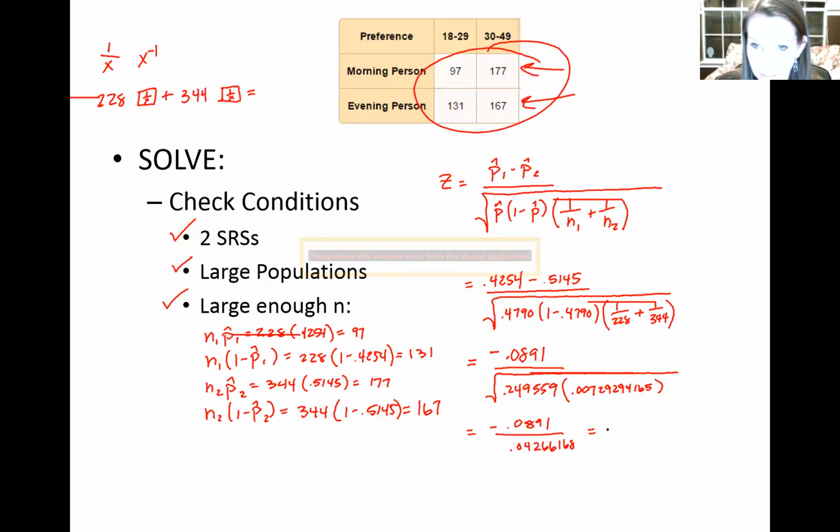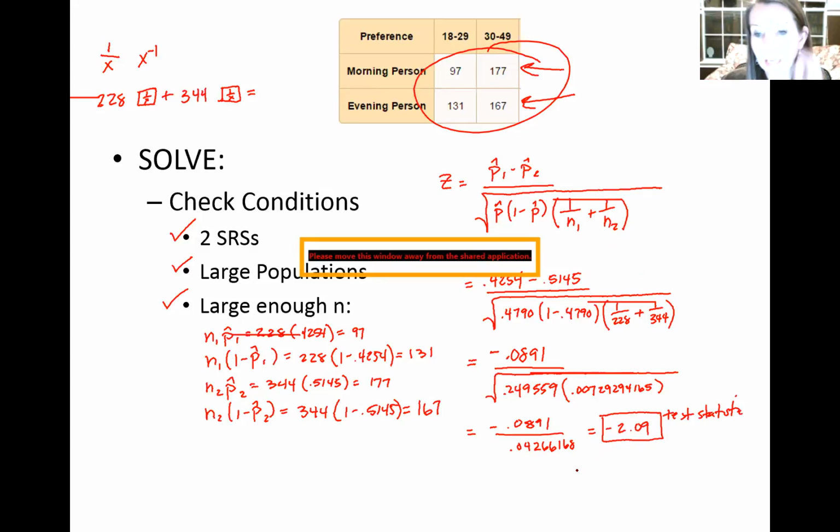And I get negative 2.09. Okay, so this is my test statistic. Here's my test statistic, and in this problem the test statistic is a z, so we're going to use table A to help us find the p-value.